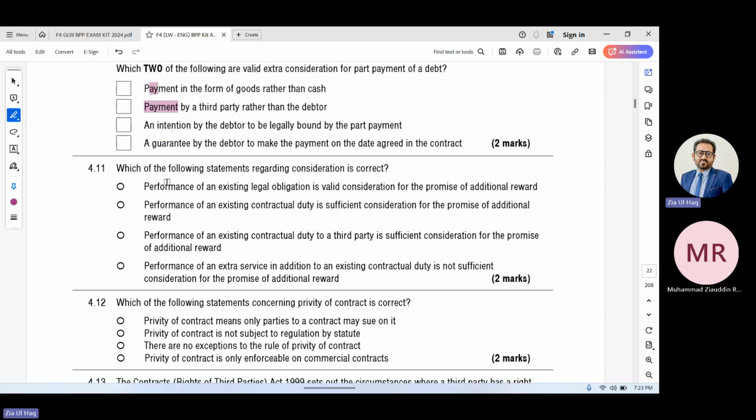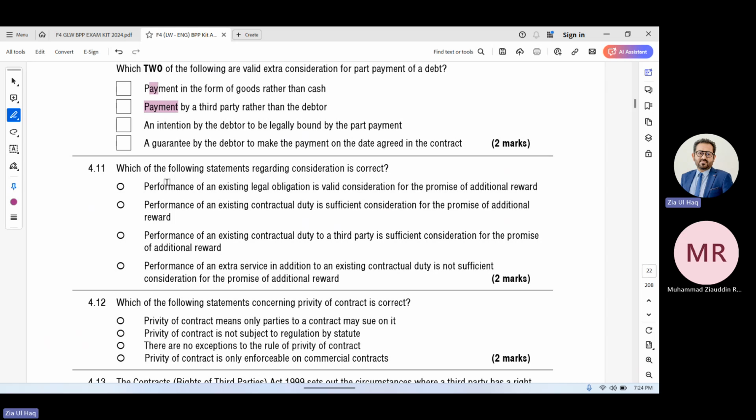4.11. Which of the following statements regarding consideration is correct? Performance of an existing legal obligation is a valid consideration for the promise of additional reward. If you ask somebody to appear as a witness in court because he has information, and you say that if he appears in court as a witness, you will pay him some amount, but he has information, it is his legal duty to appear as a witness. In that case, he cannot claim the reward. So performance of an existing legal obligation is not a valid consideration, because it is his legal duty.